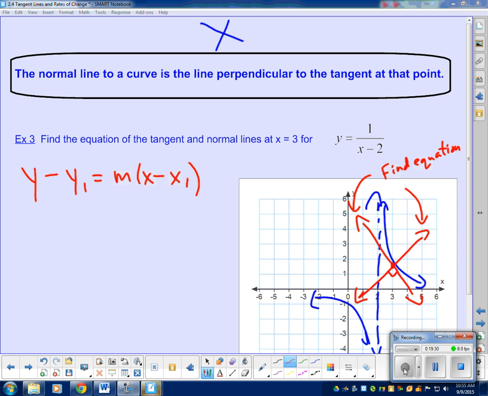And we need to know 3 things. We need y sub 1, m, and x sub 1. I'm given x sub 1 right here. X sub 1 is 3. That's the x coordinate of the point of tangency. So I know my equation is going to be y minus something equals m times x minus 3.